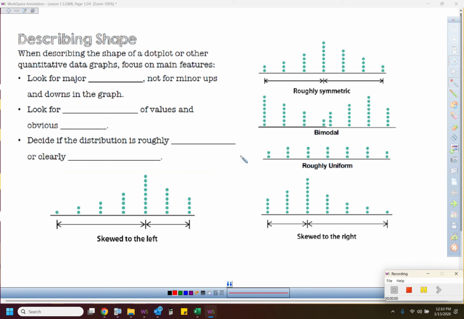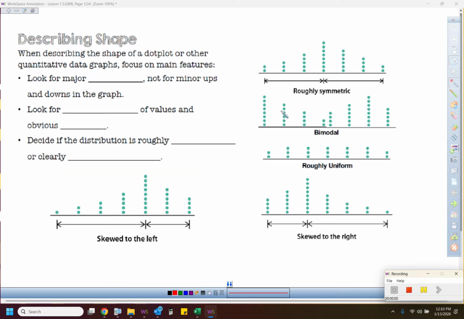Describing the shape of quantitative graphs. Last time we did categorical with the bar charts and the pie graphs. Those were about categories, like Facebook, Instagram. Today is quantitative data with numbers. So here's how you can describe the shape. It's going to be a lot of vocabulary at first, then we'll dive into it.